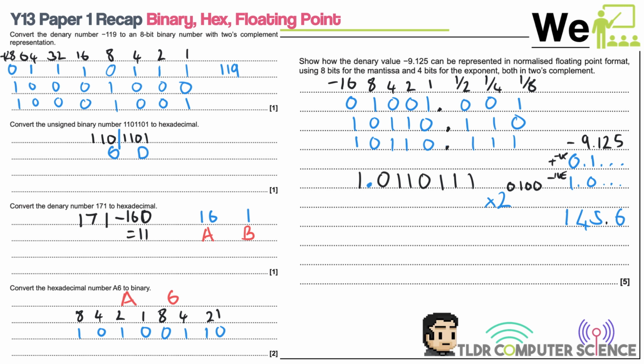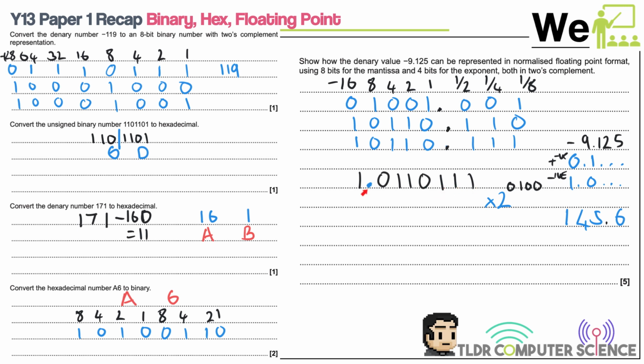Have I finished? Is it good like this? What do I need to do? Well, the mantissa is how many bits? The mantissa is how many bits? 8. I've currently got, maybe I'm okay. 1, 2, 3, 4, 5, 6, 7, 8. Oh, beautiful. Okay, actually is okay.